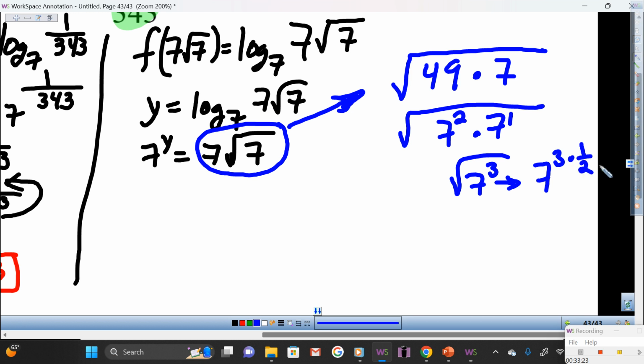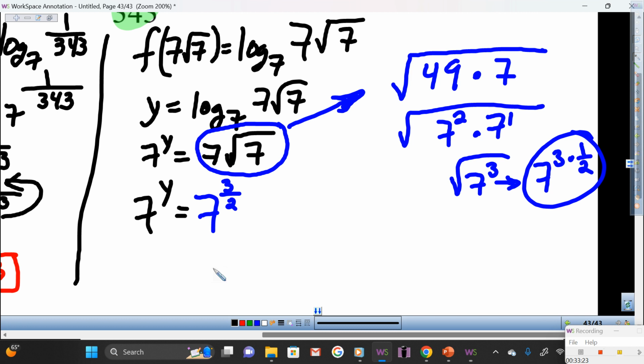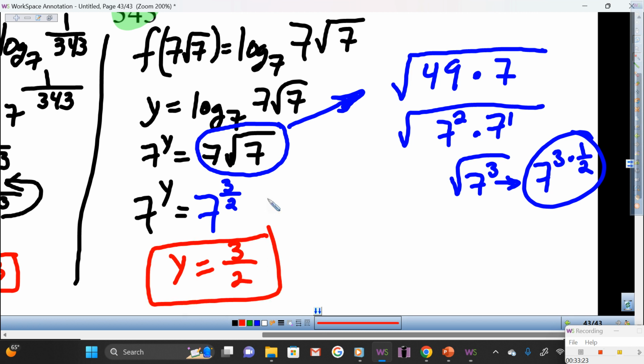We just did that on the warm-up. Therefore, how can we write this next here? It's 7 to the 3 halves equals 7 to the y. Therefore, our answer, everyone, y equals 3 over 2. Now, I'm showing you the work over here. Do you really need to do all this work? No, as long as you know how to transform this into an exponential that has a fraction, you're good.